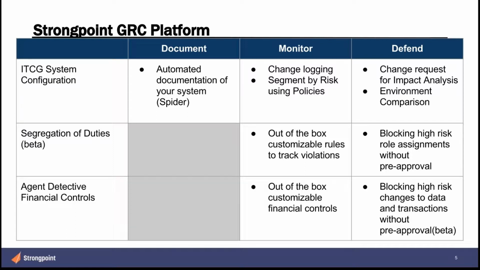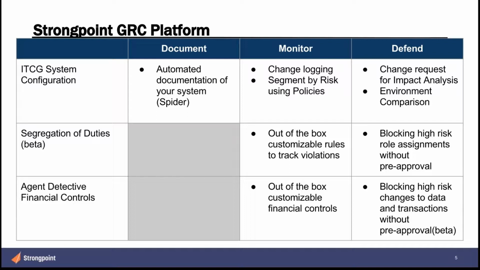So when it comes to the system configuration, that's where the change request and the impact analysis really help. And the environment comparison, right, enables you to make sure you don't do anything that's really going to break the account. But because our segregation of duties and our agent financial controls are actually integrated right into NetSuite, you can actually start blocking things. So you can block high-risk role assignments without pre-approvals, and then you can also block high-risk changes to data and transactions without pre-approval.